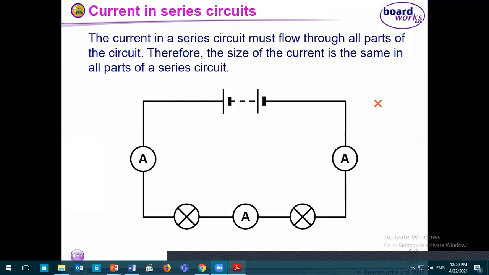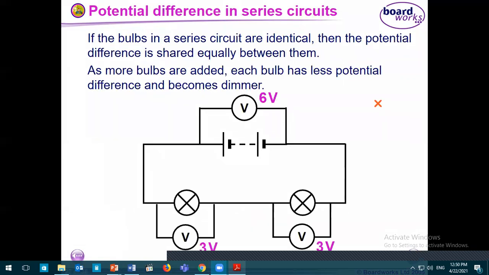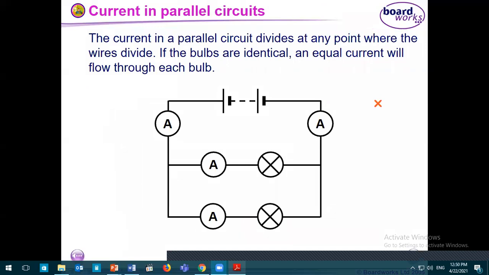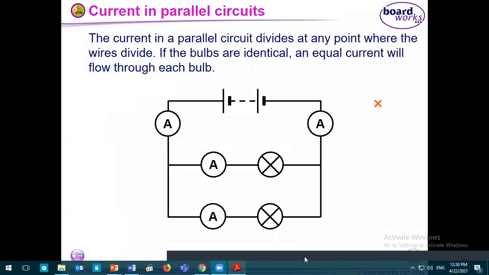Okay, let me take this off. So we need parallel circuits as I mentioned. Here, for example, this is a parallel circuit. Obviously, we have a bulb, a battery, and everything. Now let's try to see what happens when it works.